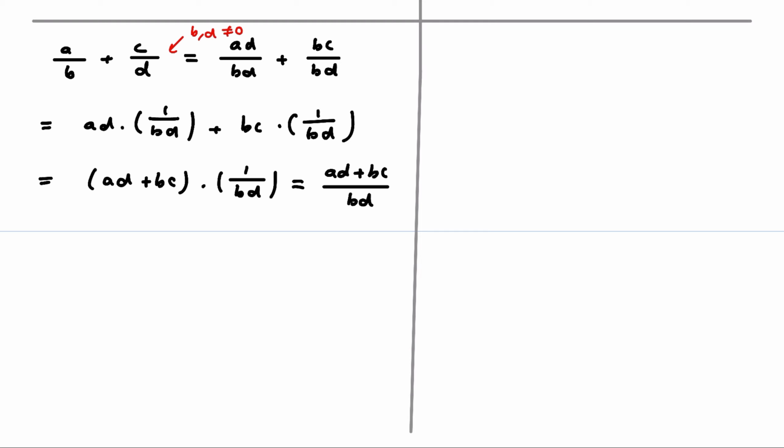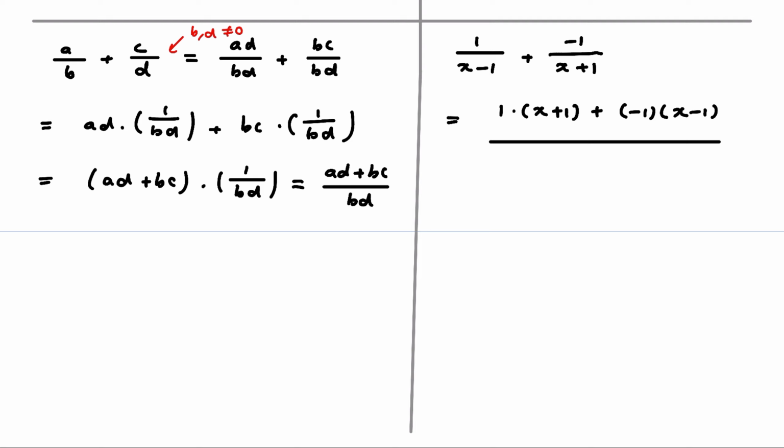Let's do a quick example, shall we? If I had 1 over x minus 1, plus minus 1 over x plus 1. Okay, so let's do this really carefully. It'd be 1 times x plus 1, I'm going to go through the actual procedure, plus minus 1 times x minus 1, all divided by, actually I won't, I'll just write down the formula. So this is x minus 1 times x plus 1.